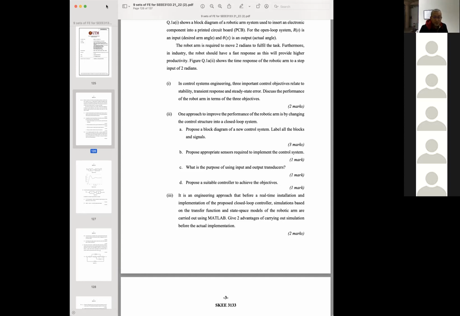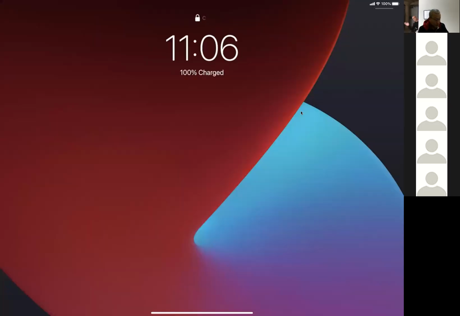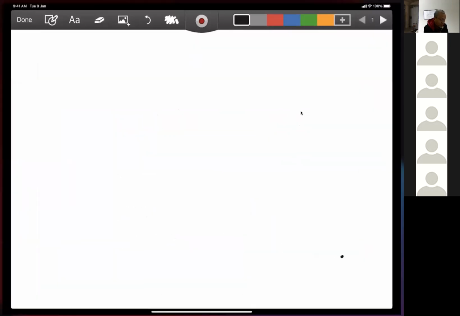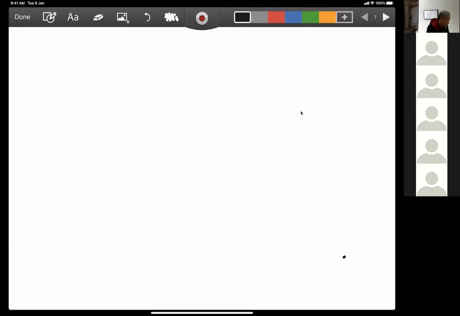Boleh? Boleh ba? Boleh? Tak dengar lah, ada orang bisu ke apa eh? Hello? Boleh, Prof. Tak dengar lah.